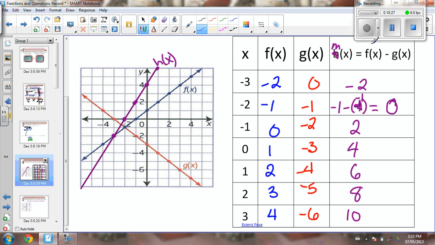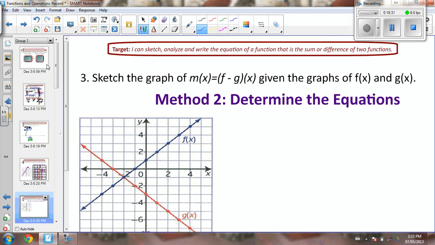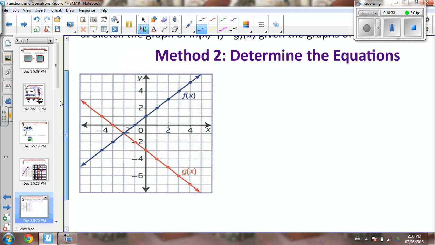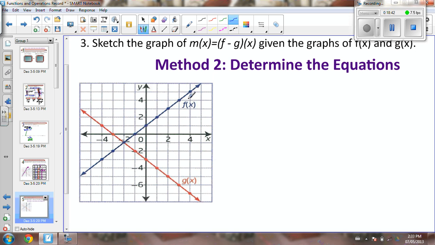Now there is a second way for us to do this, and that is through determining the equation. Tends not to be a student favorite, however a teacher favorite. So what we need to do is, the first thing we're going to do is find what's our equation for f of x, what's our equation for g of x, create an equation for m of x, and then graph that. Now when there are lines like this, it's actually quite simple, right?